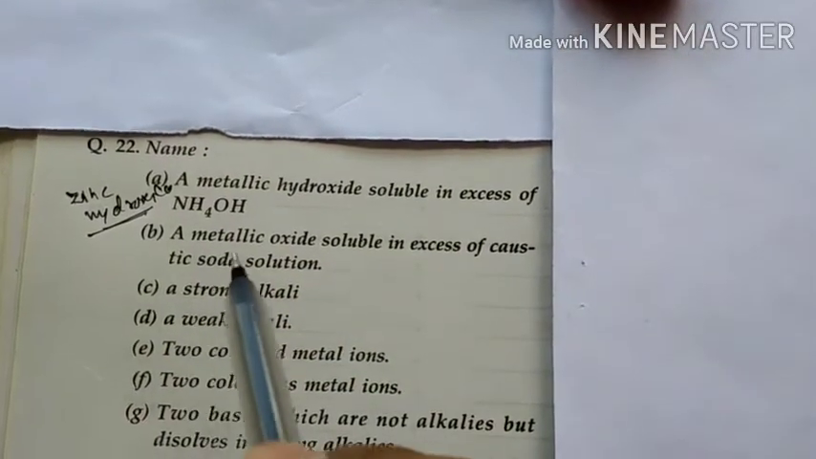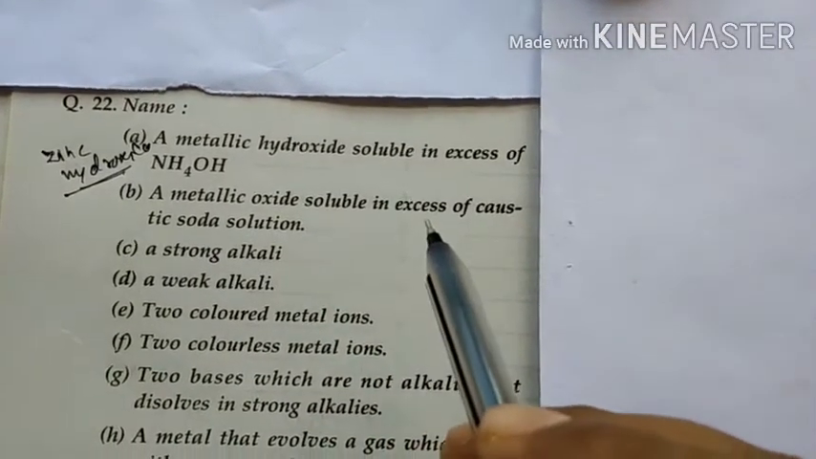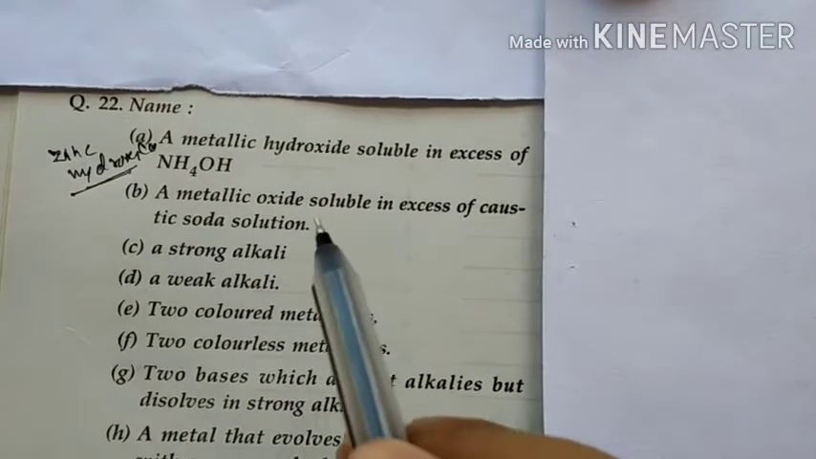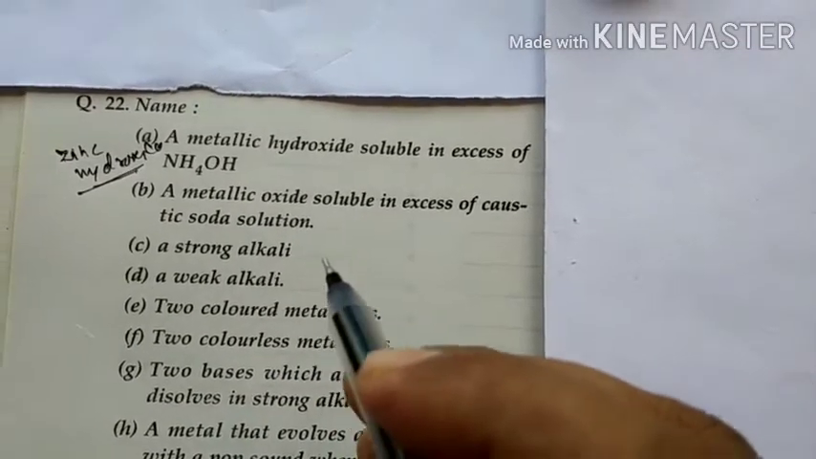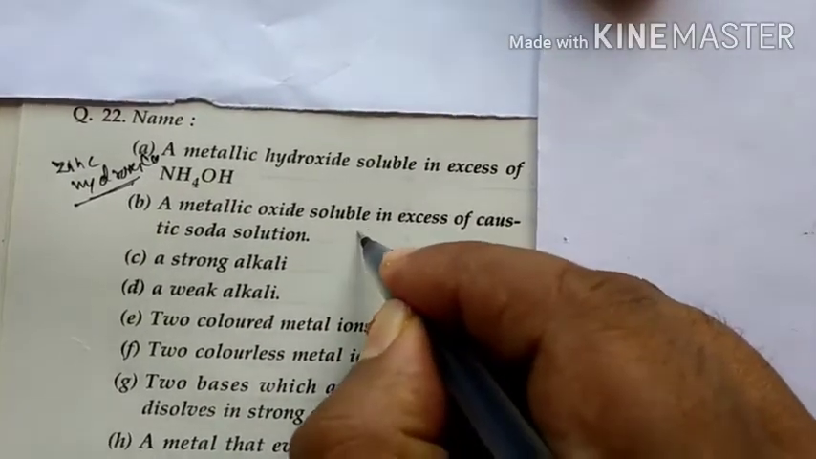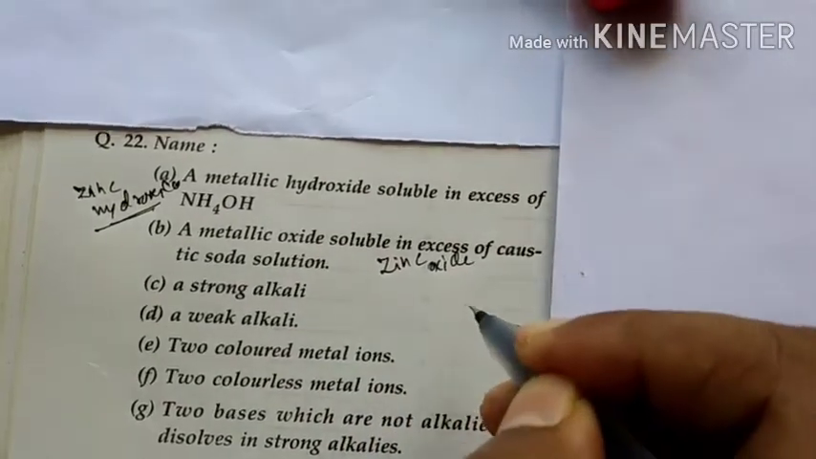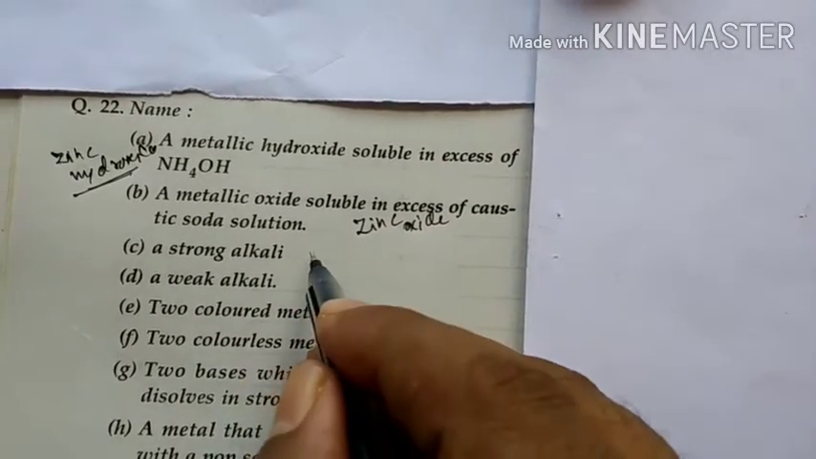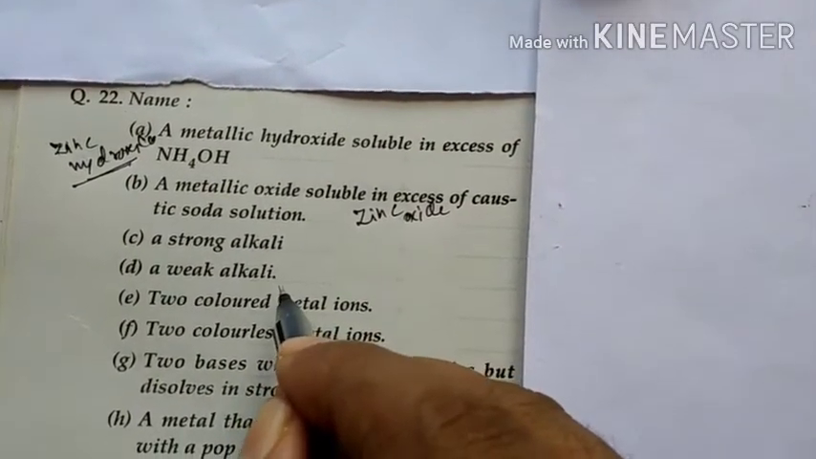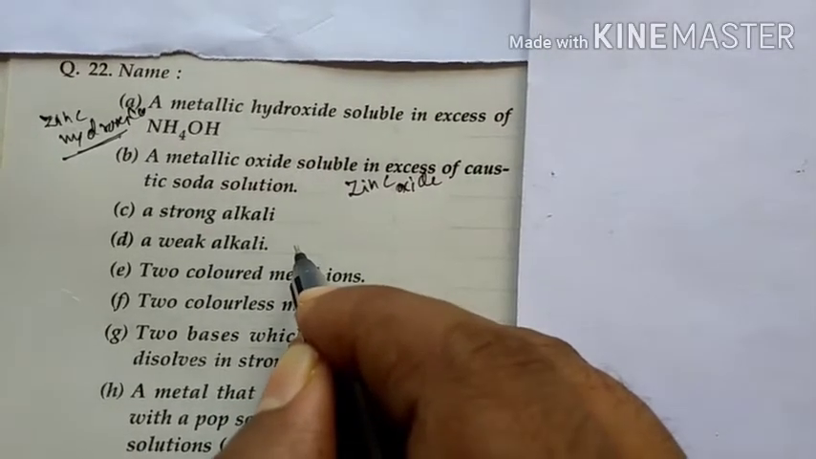Now in the next question, the metallic oxide soluble in excess caustic soda solution. So it should be zinc oxide. So you can write the name like this, zinc oxide. A strong alkali, so you can write sodium hydroxide. Weak alkali, so you can write ammonium hydroxide or calcium hydroxide, whatever you like.